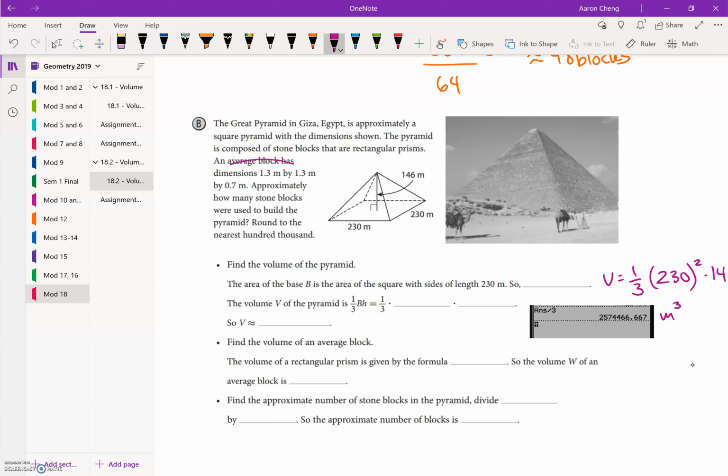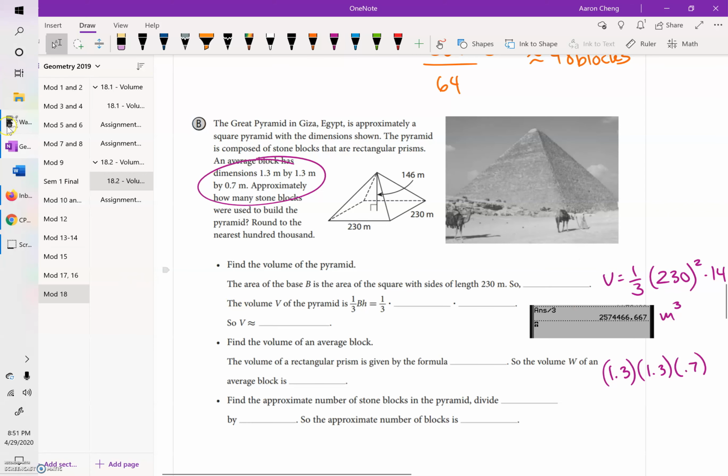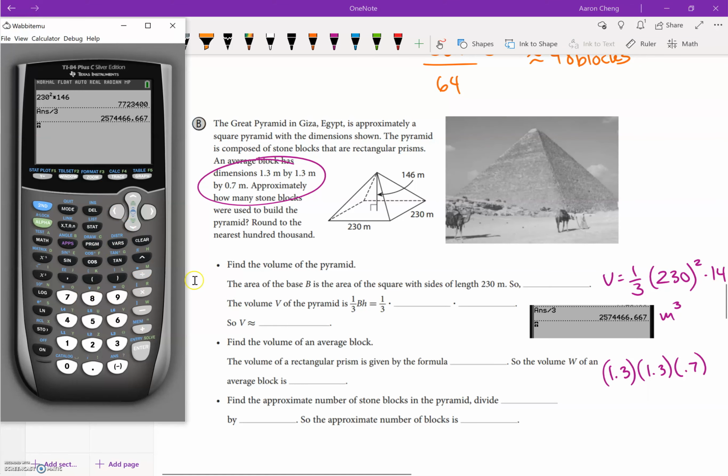And it says some dimensions about a block. So each block is not actually a square this time, unlike the model that he had up there. It's 1.3 by 1.3 by 0.7. So we're going to multiply those, and then we'll divide our number by that number and see how many blocks approximately it took.